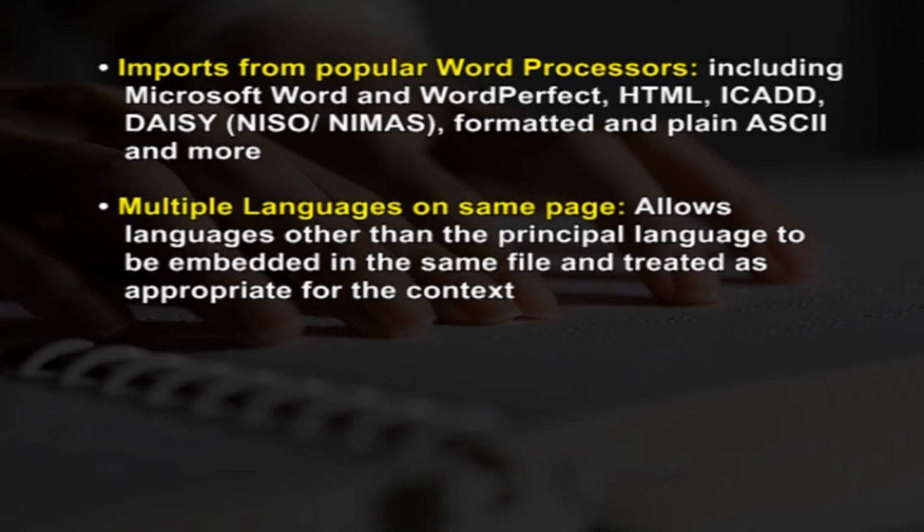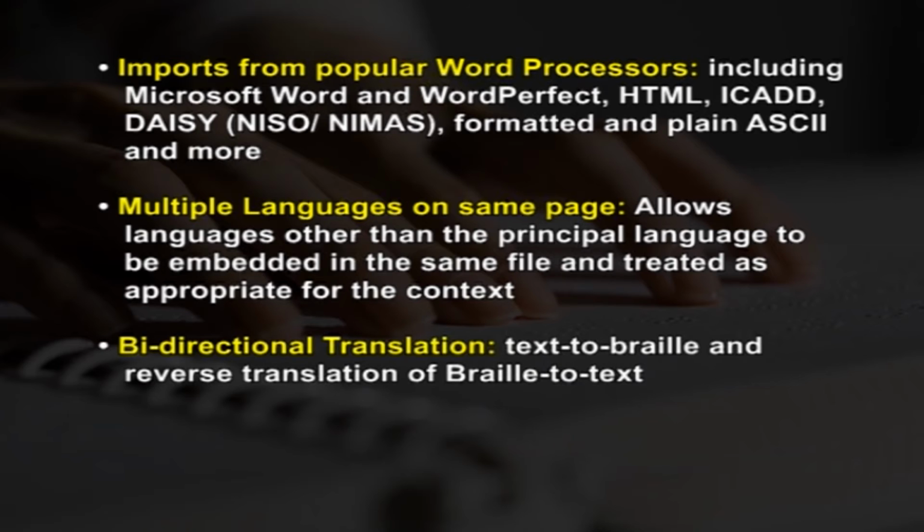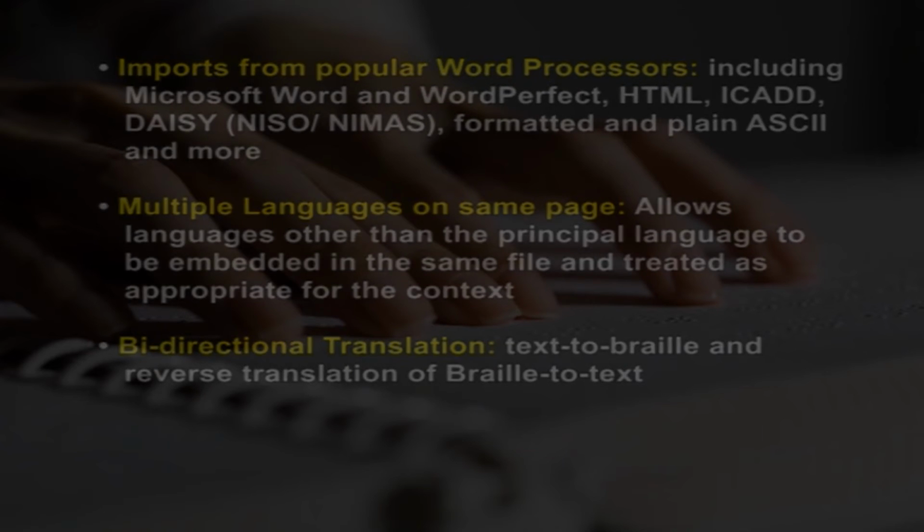Multiple languages on the same page allows languages other than the principal language to be embedded in the same file and treated as appropriate for the context. Bidirectional translation, text to Braille and reverse translation of Braille to text, is supported by DBT.